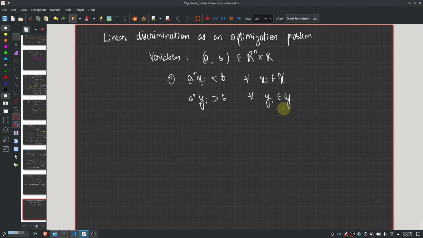Let's take a step back and see what our goal is. So this describes the constraint set. The set of all a comma b which satisfies a transpose xi less than b and a transpose yi greater than b for all these xi's and yi's. That is my constraint set. Now, firstly, is it okay to get any point in the constraint set? It is, right? I don't care. I don't have any other requirements beyond this. So then what kind of a problem do I actually have?